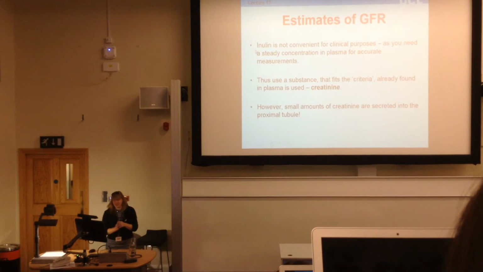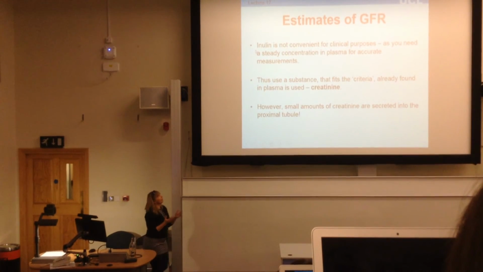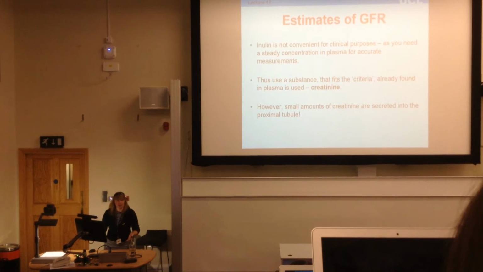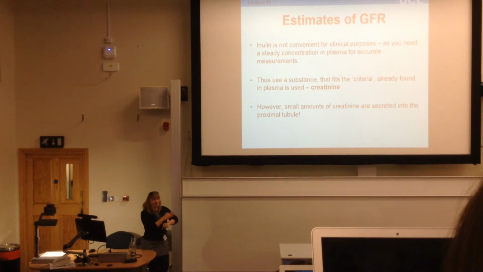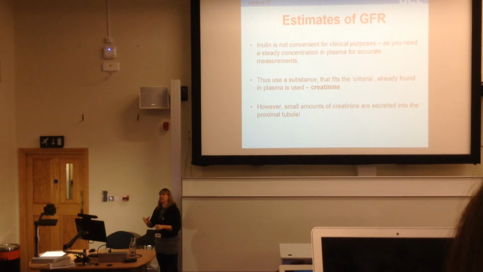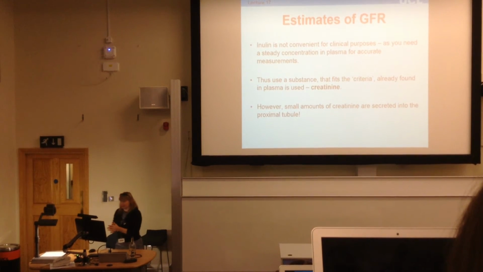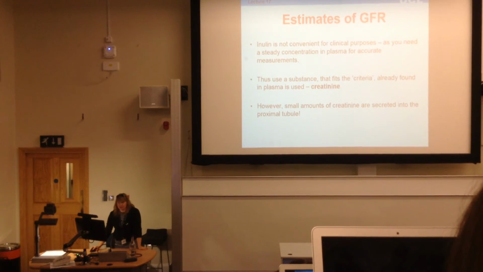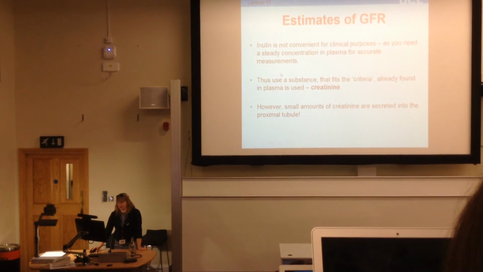Now, unfortunately, inulin is not very convenient to carry out when you want to work out someone's glomerular filtration rate. You've got to bring them into hospital, put in an infusion, wait for that to be a steady state, and then measure glomerular filtration rate. So it's the gold standard, but it's not very convenient to carry out.